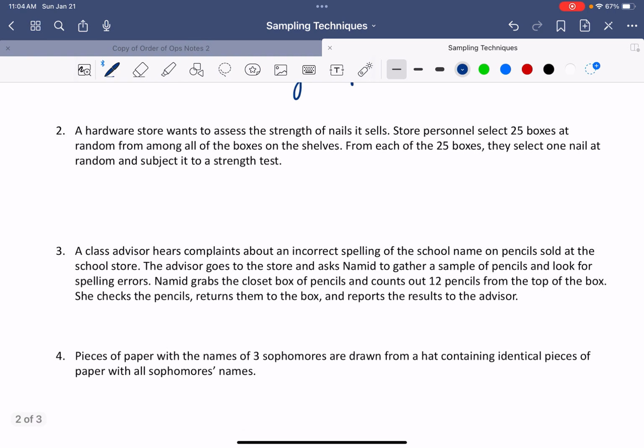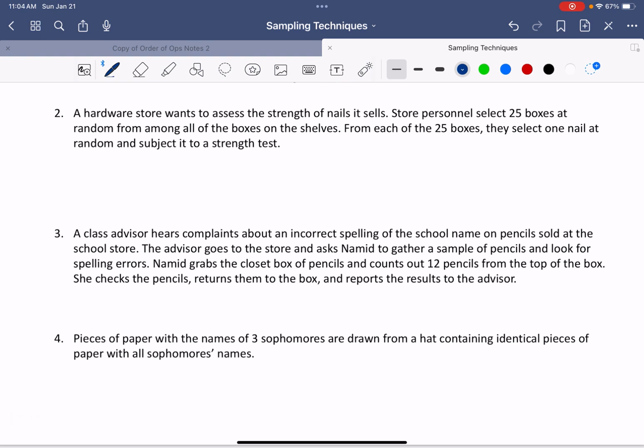All right, so the next one is a hardware store wants to assess the strength of nails it sells. Store personnel select 25 boxes at random. Ooh, this is a word I like. From among all of the boxes on the shelves. From each of the 25 boxes, they select 1 nail at random and subject it to a strength test. Well, first of all, the word random here twice tells me that this is unbiased. Okay, so looking at both my random, stratified, and systematic.